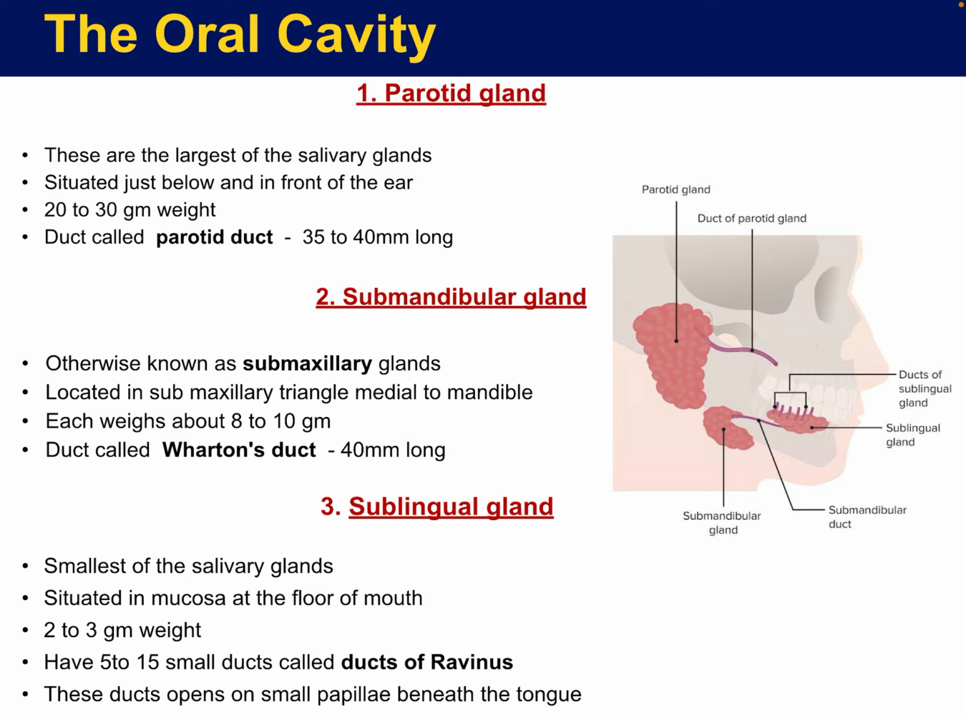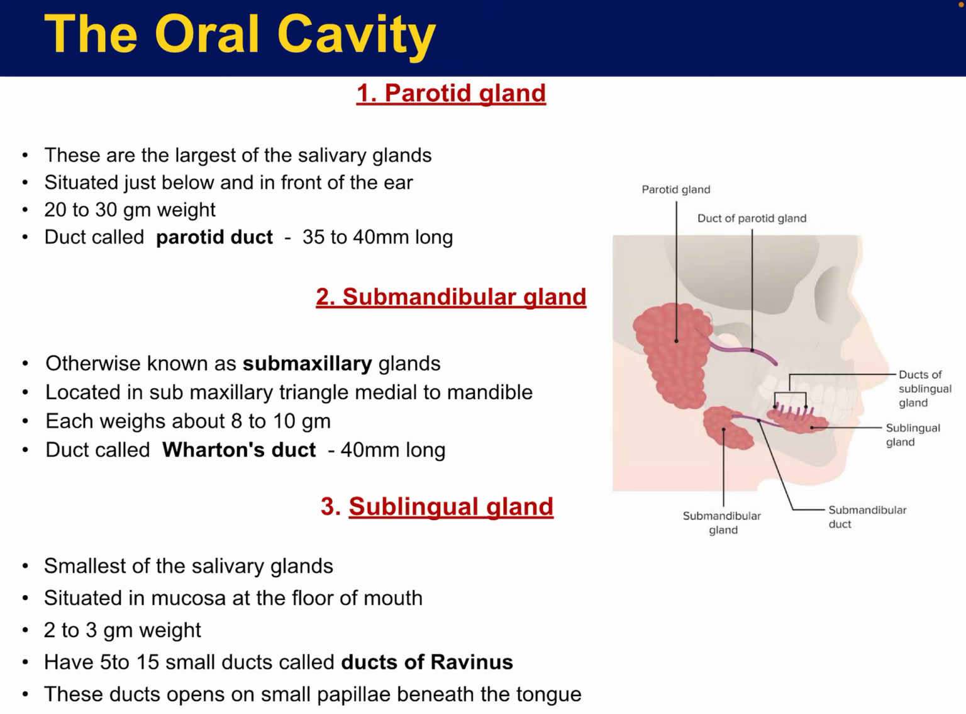Next we are going to discuss the major salivary glands in detail. The first gland is parotid gland. Parotid glands are the largest of all salivary glands. These are situated at the side of the face, just below and in front of the ear. Each gland weighs about 20 to 30 grams in adults.